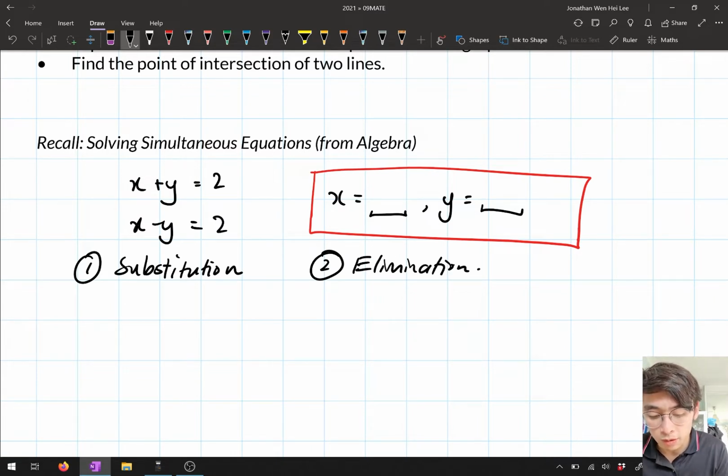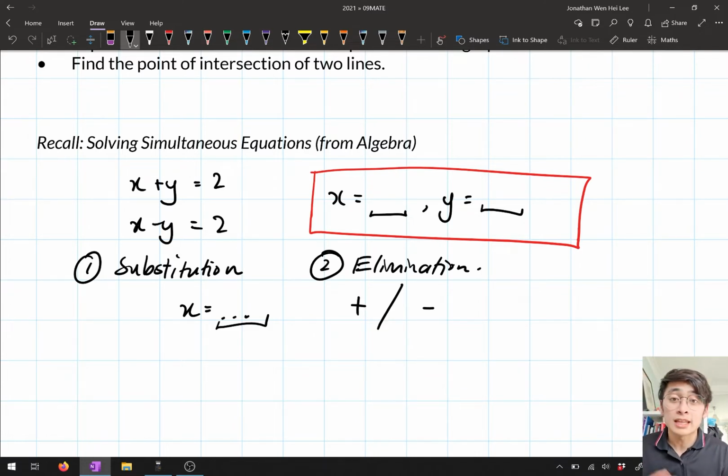With your substitution method, you rewrote one of the equations to have, for example, x be the subject, and then you replaced x in the other equation with whatever you had on this side. The elimination method was you either added or subtracted your two equations, and then you got rid of one of your pronumerals, and you solved from the other one, and you subbed it back in. So that's how you solved simultaneous equations from earlier this year. And it gave you this pair of solutions: x is equal to a number, and y is equal to a number.